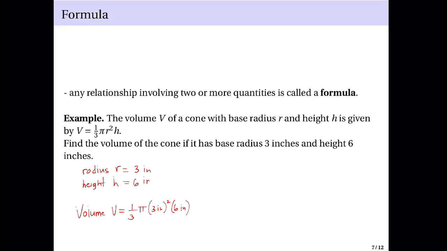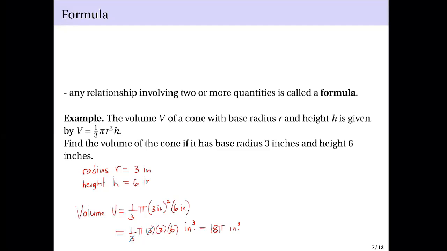So in here, you will get 1/3 pi, and then 3 squared, that's 3 times 3, and then you have your 6. And then you have inches squared, and there's an inches again here, so you will get inches cubed. If we simplify this, this 3 here will cancel the 3 here. We will only get 18 pi cubic inches. So this is the volume of the cone.